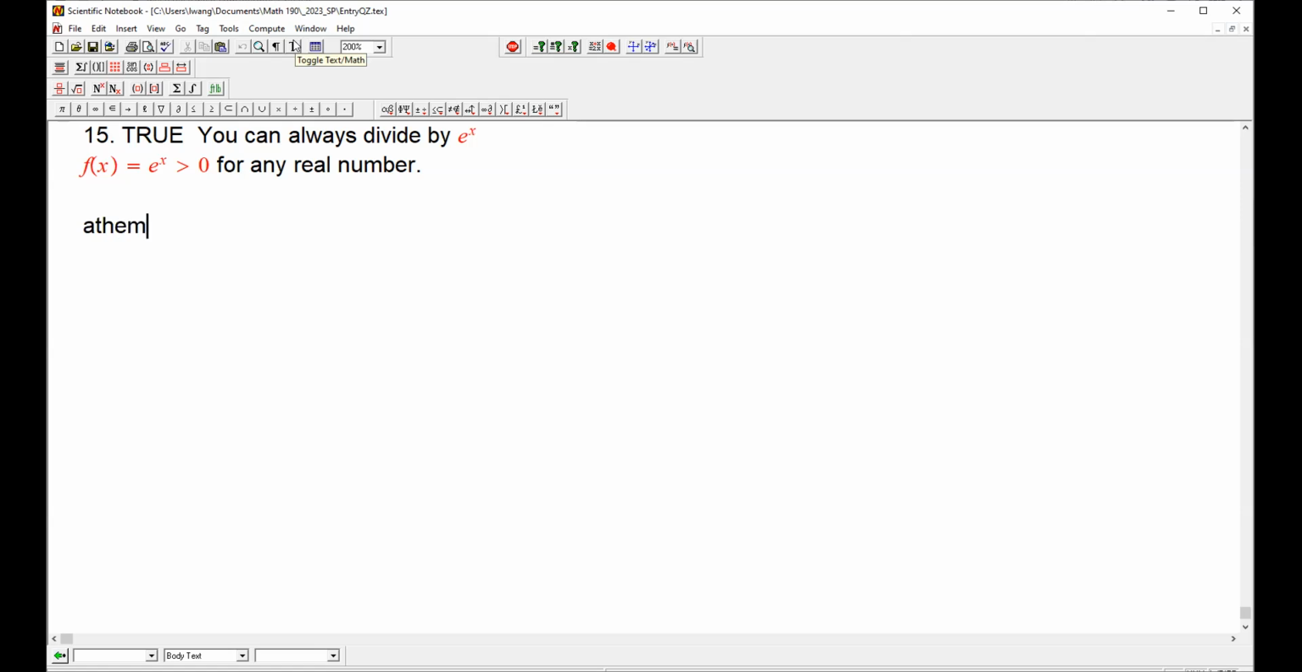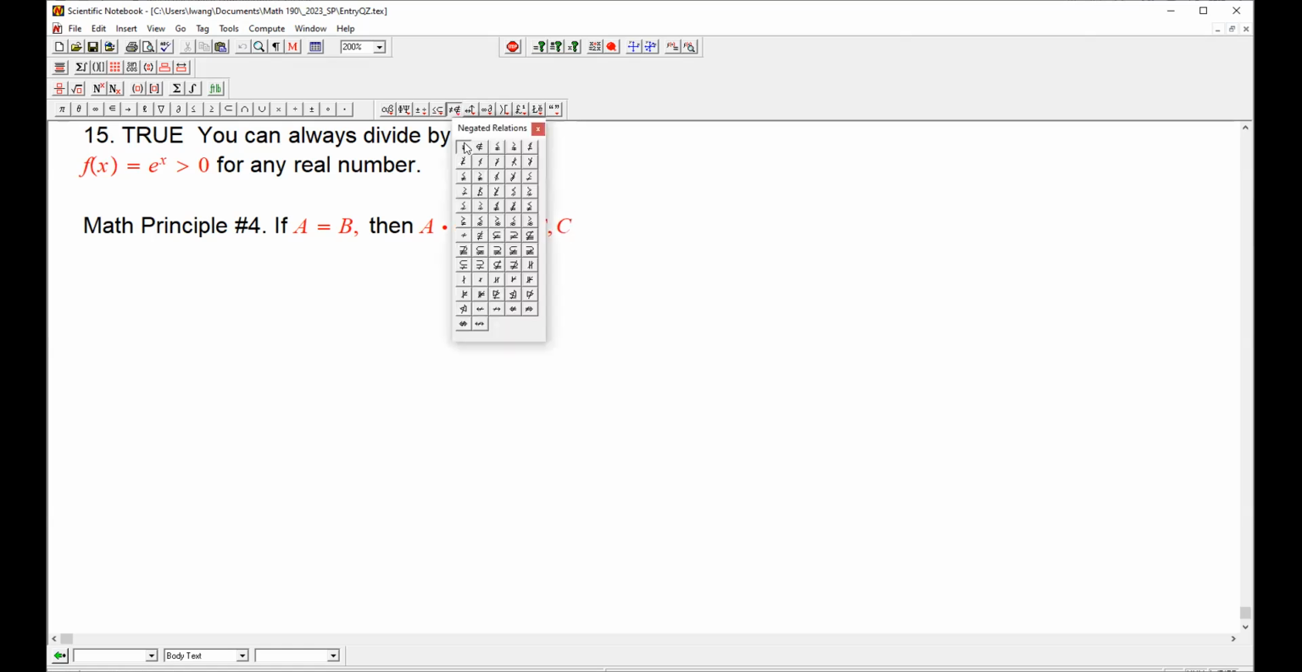When we talk about mathematical principle number 4, what does number 4 say? If A is the same as B, then A times C equals B times C. Of course, you can divide by C as well, provided that C cannot be 0. As long as C is not 0.